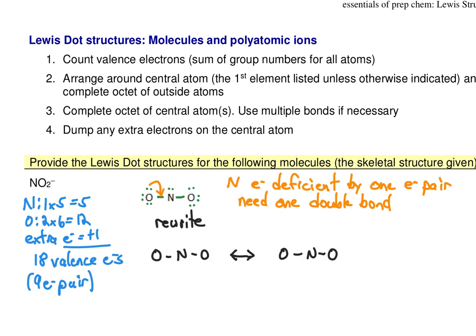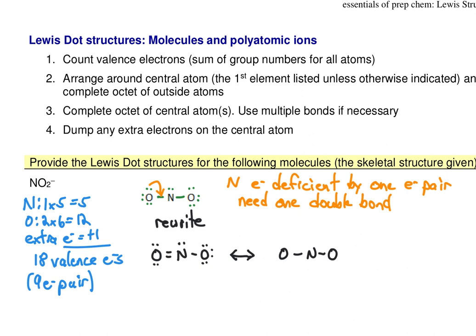Now, the conversion we've shown results in a double bond between the nitrogen and the left oxygen atom. And we have 2 lone pairs remaining on that oxygen atom. Our nitrogen still has the lone pair on it, and the right oxygen has 3 lone pairs.